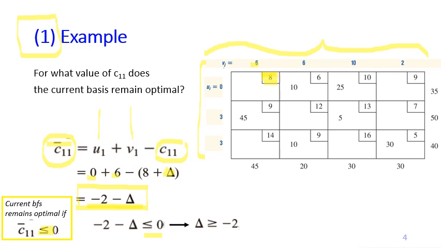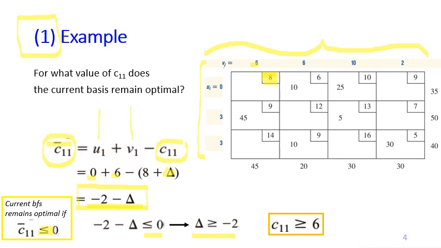And then we move the delta to the other side. We know that as long as the delta, or the change, is greater than or equal to -2, then our current solution remains optimal. In other words, if C11 is greater than or equal to 6, the current basis remains optimal.